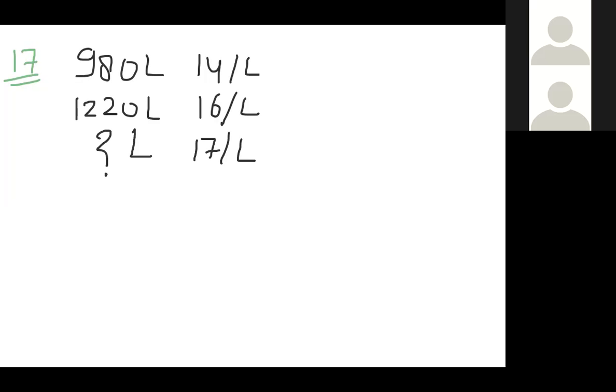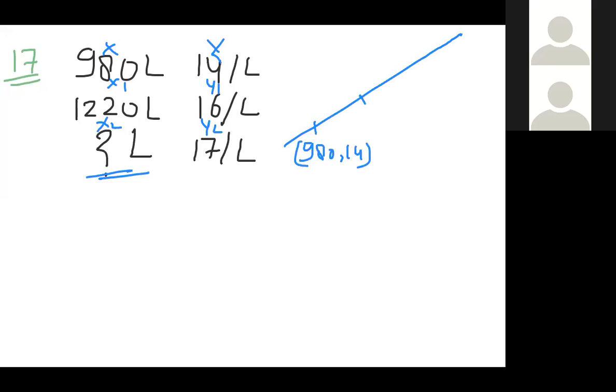We can suppose this as x and this as y. Means this will be x1, y1, x2, y2. And this we need to calculate. So first of all, I'm making a line: 980, 14. Next will be 1220, 16. Last we will be calculating afterwards. So first of all, the equation of a line passing through 2 given points.